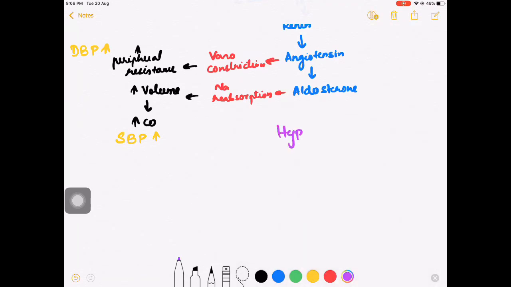Put together, we call it hypertension. And because this is due to a known cause, that is, it's secondary to renal artery stenosis, therefore we call it secondary hypertension.